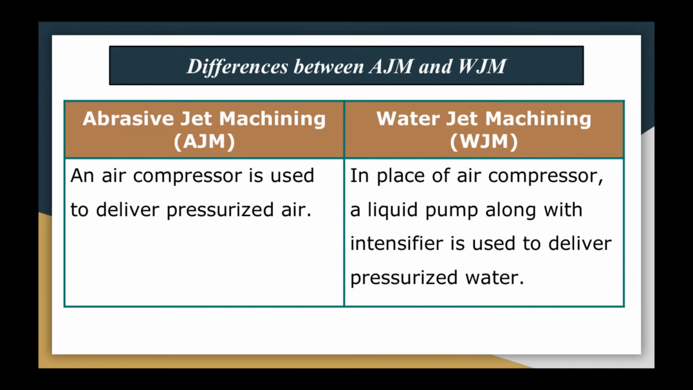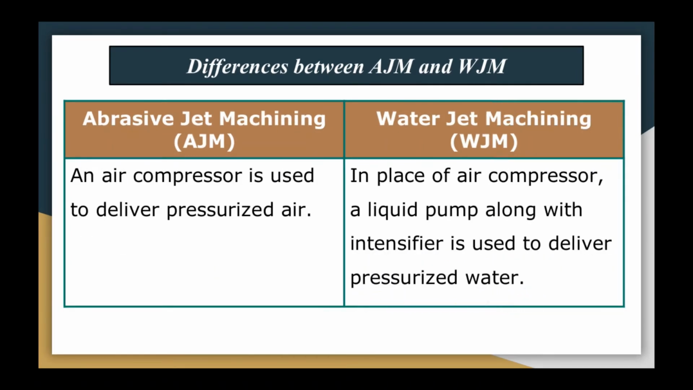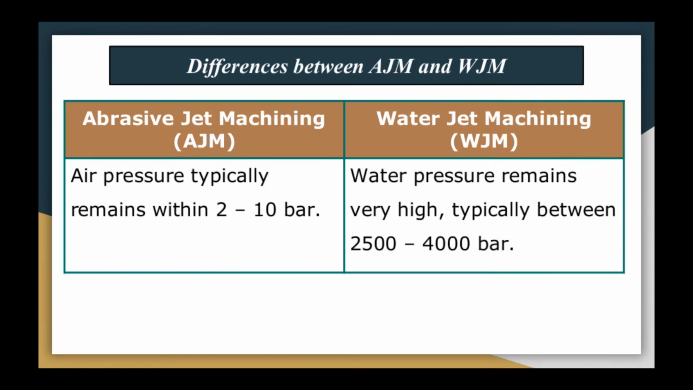In case of AJM, an air compressor is used to deliver pressurized air. In case of water jet machining, in place of a compressor, a liquid pump along with an intensifier is used for pressurizing the water, to increase the pressure of water. Then air pressure typically has to be kept within 2 to 10 bar in case of AJM, and in case of water jet machining, water pressure remains very high, typically between 2500 to 4000 bar.